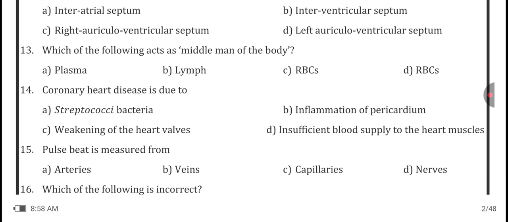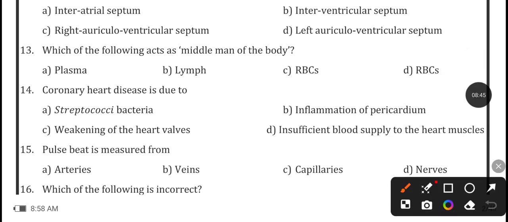Now pulse beat is measured from: arteries, veins, capillaries. The pulse originates from the contraction of the aorta. After the aorta, it gets branched into arteries. So the pulse beat is measured from the arteries.